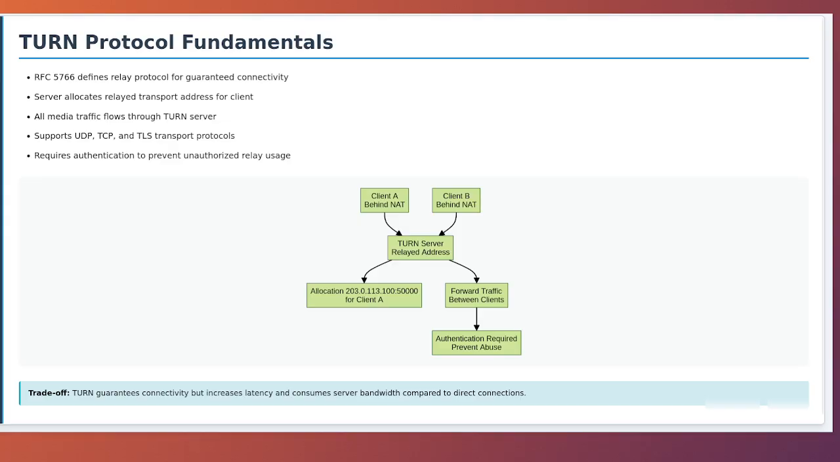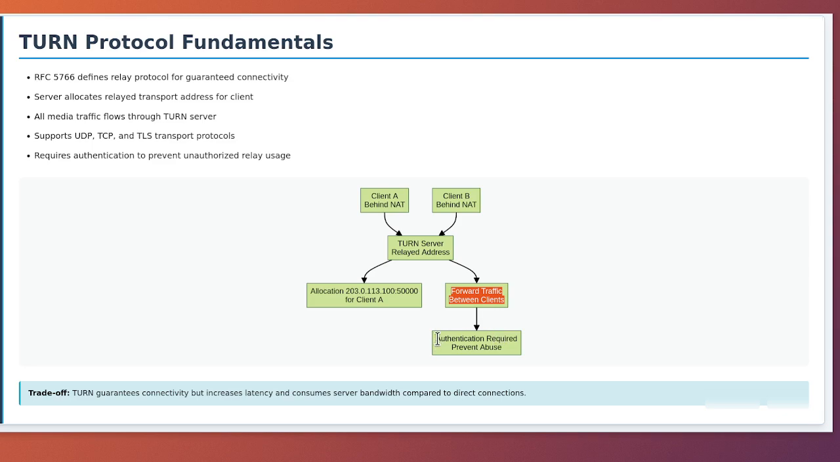NAT or firewall restrictions. TURN operates through a concept called allocations. When a client connects to a TURN server, it requests an allocation, which is essentially a relayed transport address. The TURN server allocates a public IP address and port on behalf of the client and creates a binding between the client's actual address and this relayed address. This relayed address can be shared with peers, who can then send data to it. When data arrives at the relayed address, the TURN server forwards it to the client that created the allocation.